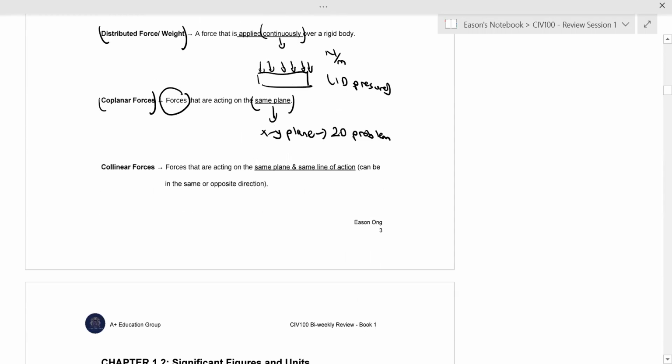And then the last one that we have to know is collinear force. What does collinear force mean? That means the forces are acting on the same plane and the same line of action. So it's coplanar, plus they are acting on the same line of action.